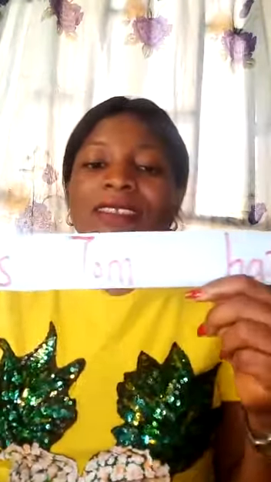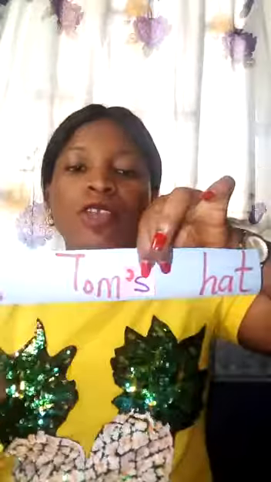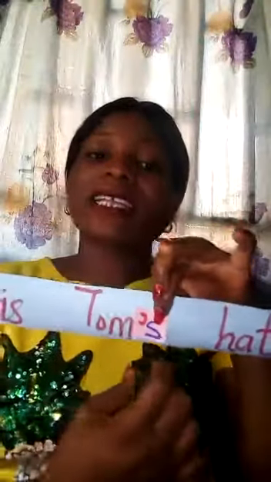Now, I have some sentences which we are going to look at together, placing our apostrophe and s where necessary to show possession. This is Tom hat. How do I know that this hat belongs to Tom? All I need to do is put my apostrophe and s. So you have, this is Tom's hat. You can see now that the hat shows that it belongs to Tom.